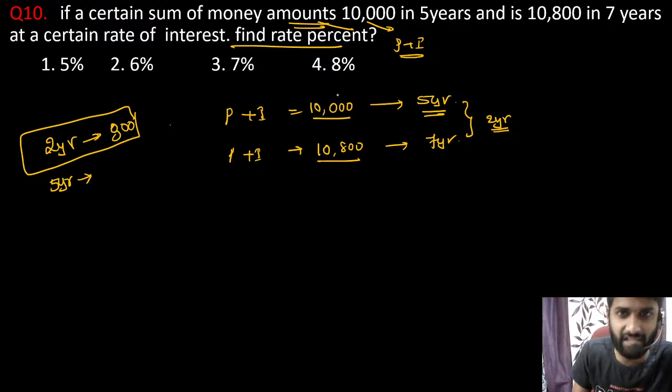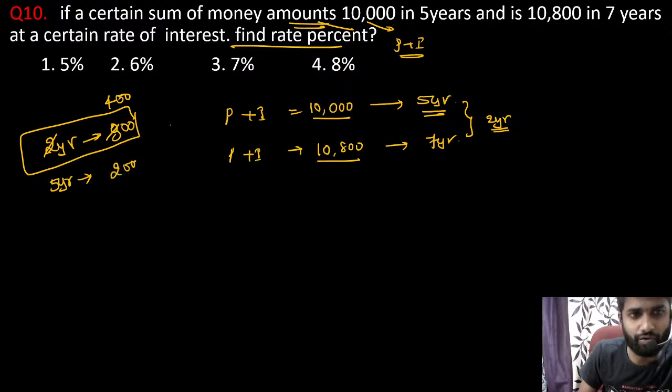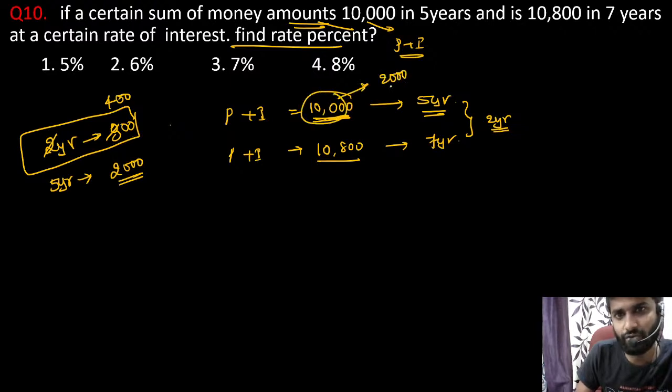For 5 years is equal to how much? Now see, 2 ones are 2, 400 into 5, the value becomes 2000. Then what is your observation? Out of 10,000, the interest value is exactly equal to 2000. The principal value becomes 8,000.